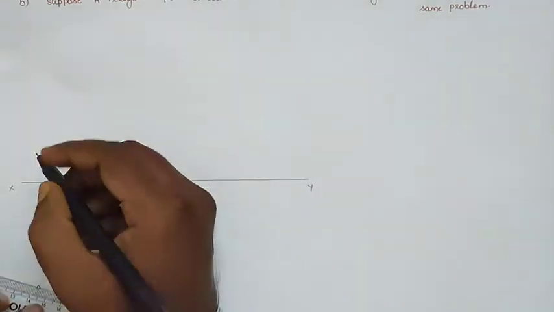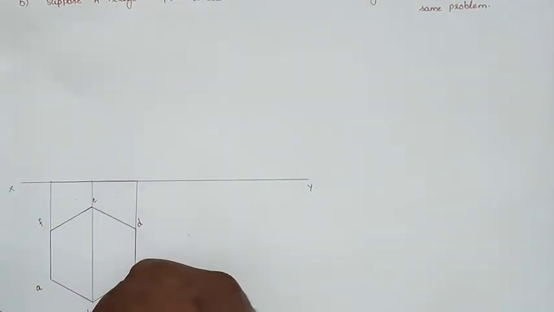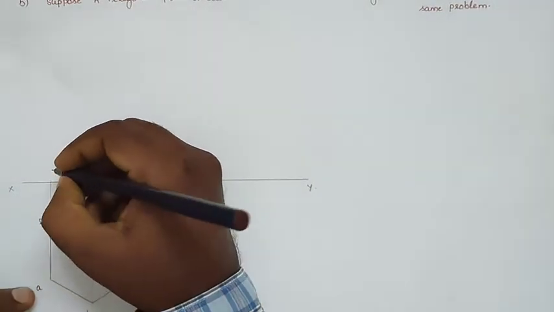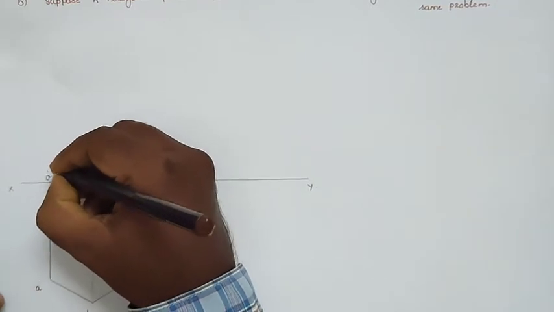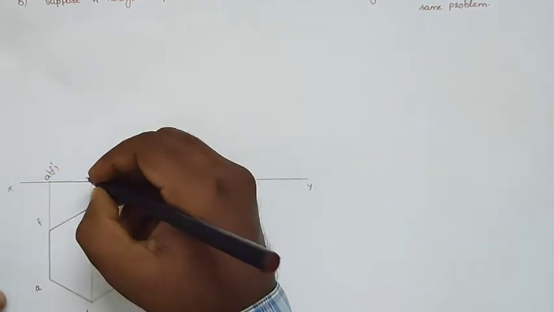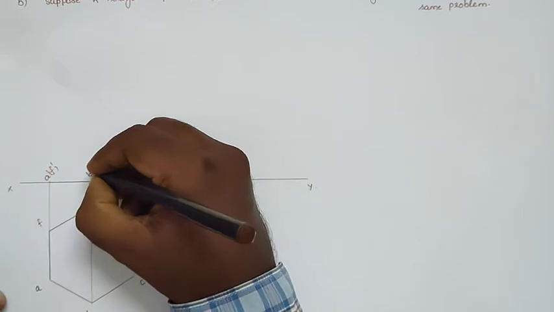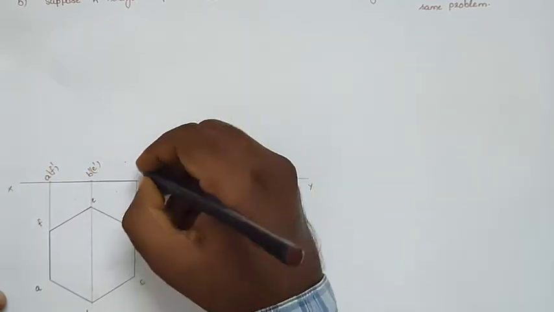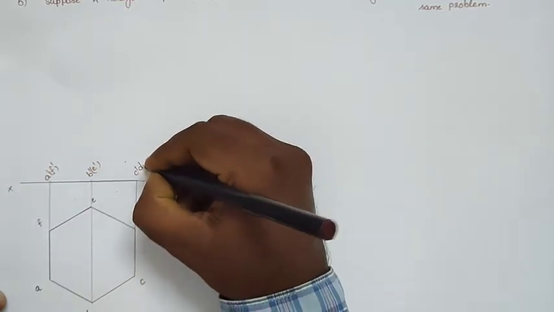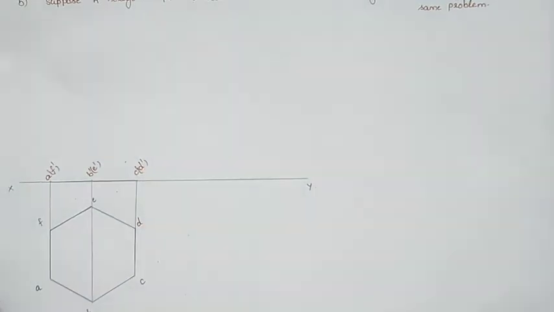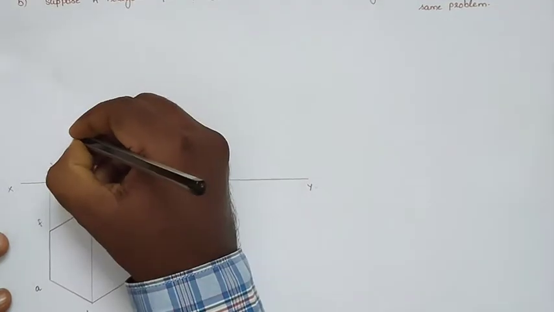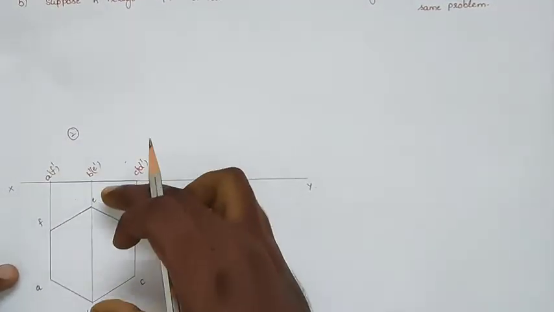So give notations here. This is the direction of the front view. A, B, C are clearly visible and F, D, E are not visible. So the invisible points are located in brackets. So this is the first step. This is the first one and this is the second one. And this is the initial stage.